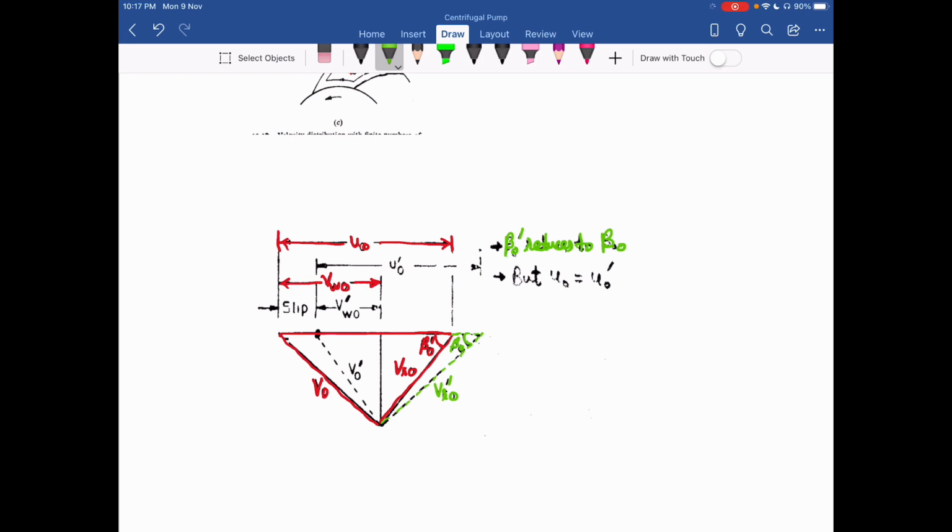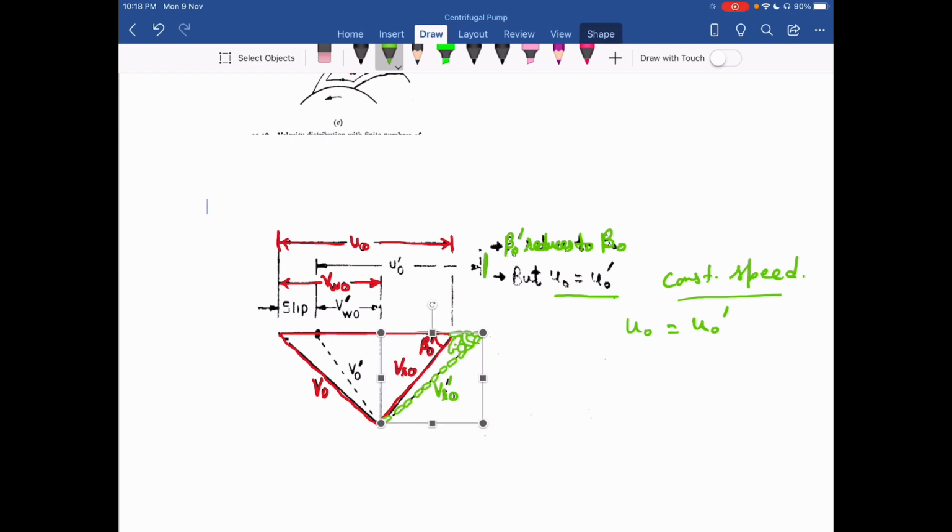Okay. Now my pump is rotating at constant speed. So therefore, my UO is equal to UO dash, means either we have finite number of vanes or infinite number of vanes, my speed of the pump is constant. So therefore, UO is equal to UO dash for infinite number of vanes, and for finite number of vanes, the value of UO is same. So now from here, you can see, now this is my UO dash.